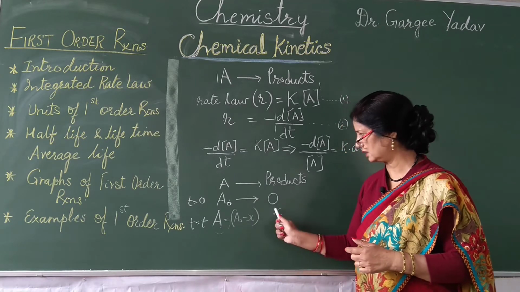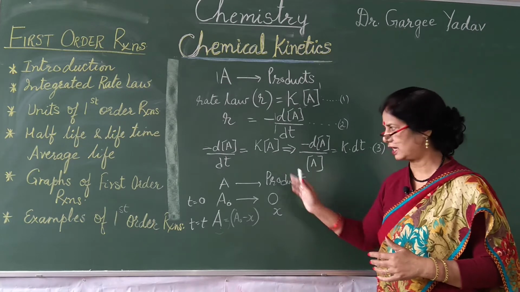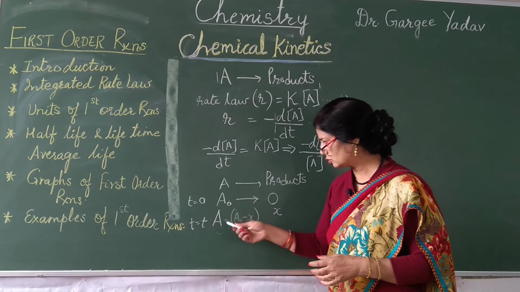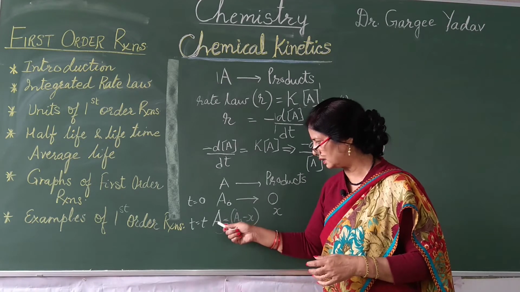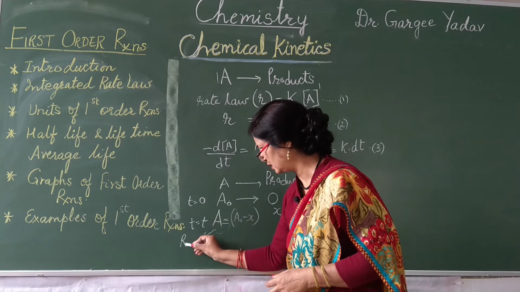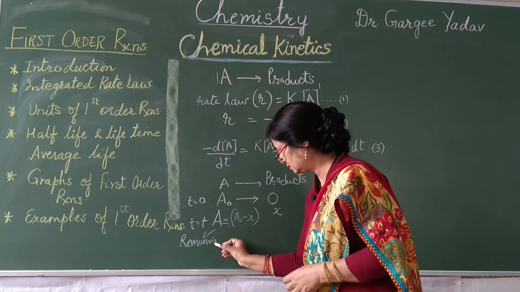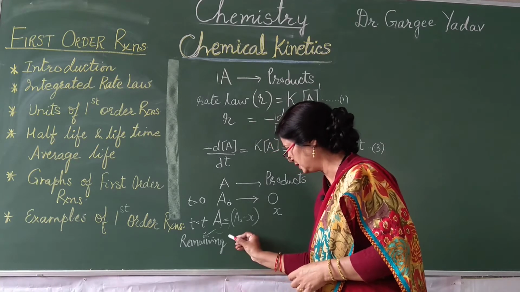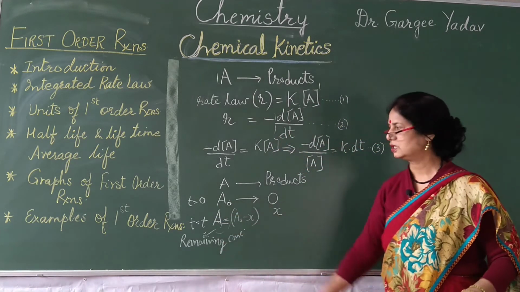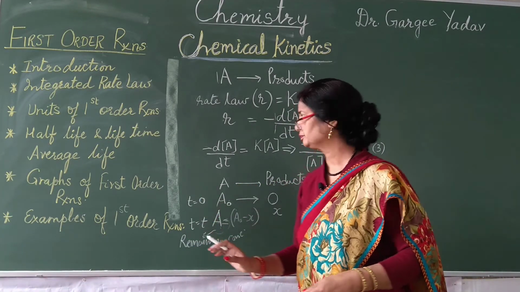This A signifies A0 minus x, because x is the concentration of the products that has been formed, and as we are seeing, A is transforming to the product. So this A is actually the remaining concentration. You can write it as remaining concentration, so that when you are revising your chapters, there is no confusion. A0 is our initial concentration at t equal to 0.